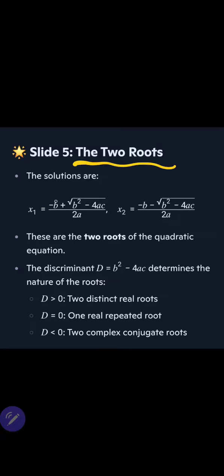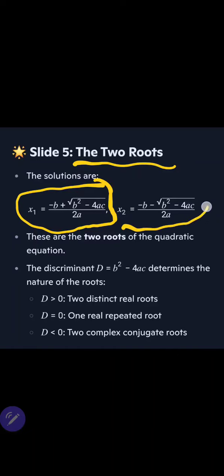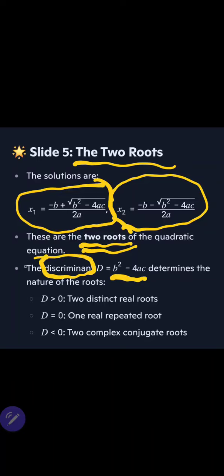Now the two roots are as shown here. This is the first root and this is the second root. So these are the two roots of the quadratic equation, and b squared minus 4ac is normally called the discriminant. So when d is positive, you have distinct real roots. When d is 0, we have one coincident root, and when d is negative, we have two complex conjugate roots.